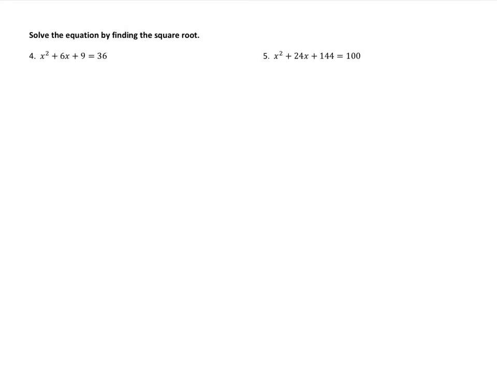Now solve the equation by finding the square root. Okay. We can't do this. We can't go square root of both sides yet, because you can't do the square root of 6x. There's not a perfect square there. So this is where we have to factor.